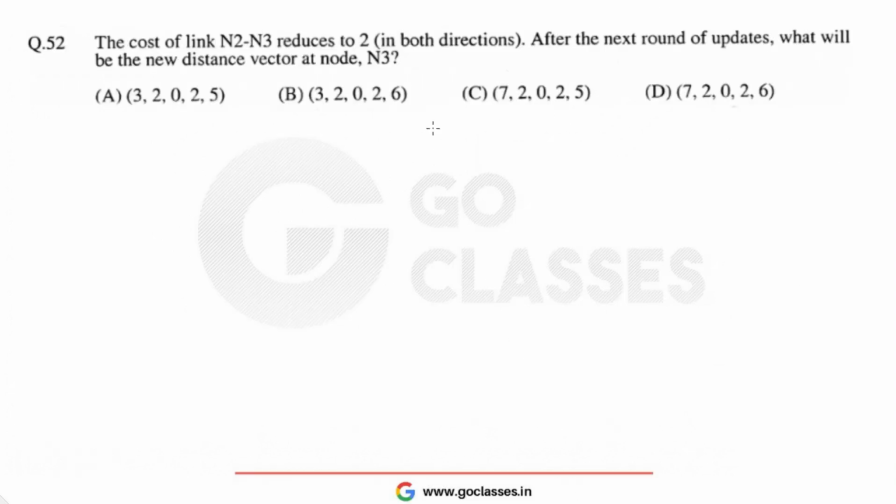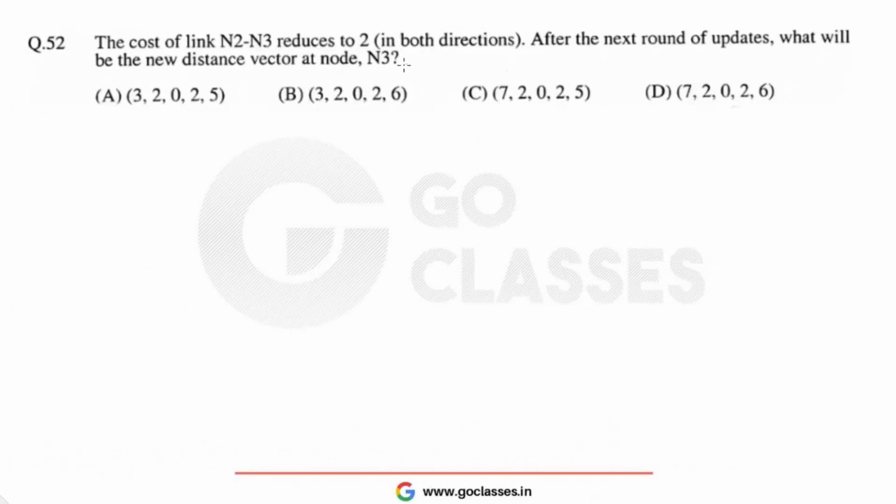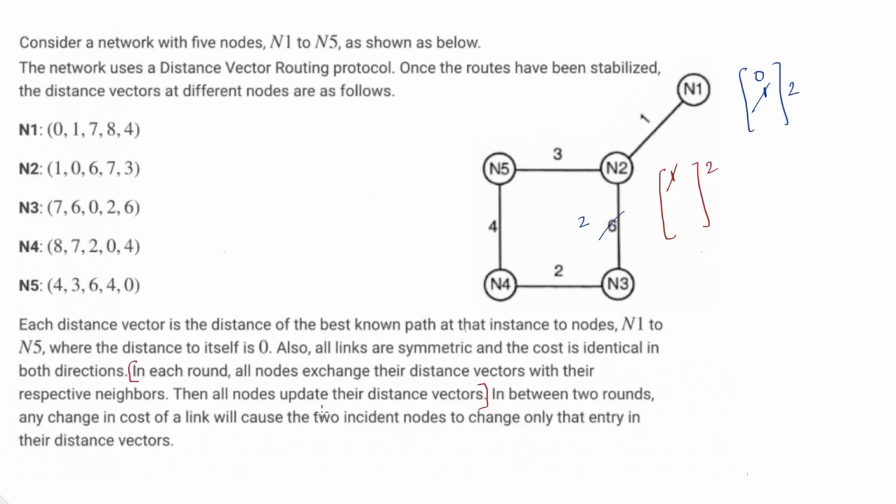Then what will be the new distance vectors at node n3? So once you update this to 2, then what will be the new distance vector entries for n3 in the next round, right? In the next round. So once you update this to 2, what will happen? Let me just write it here. Immediately n3 distance vector will get changed and n2 distance vector will get changed. So n2 distance vector will be saying that instead of this 6 it is 2, and n3 distance vector will say that instead of this 6 it will be 2, right?